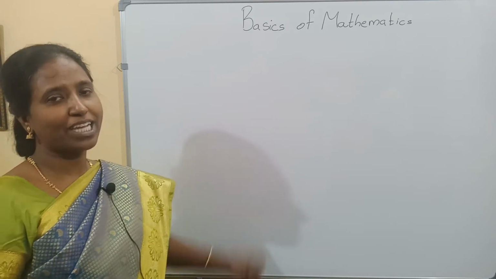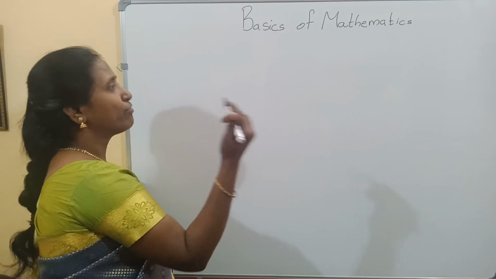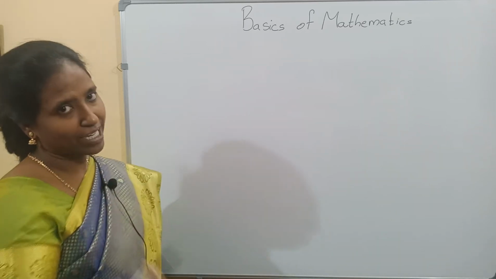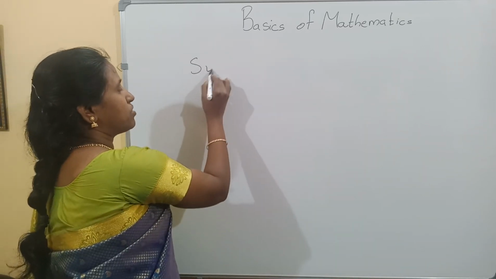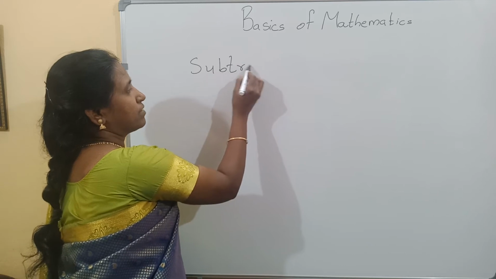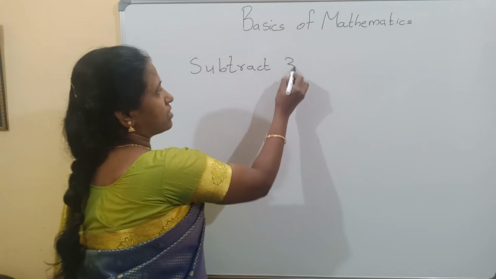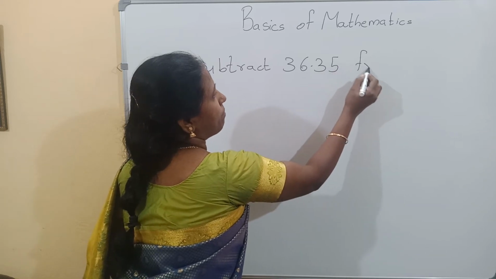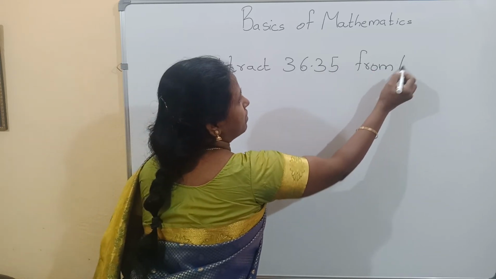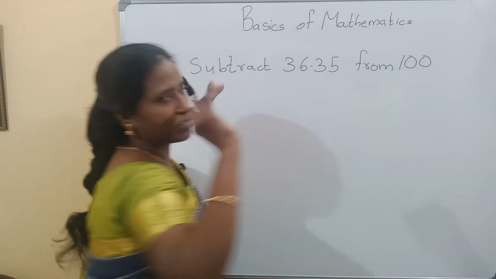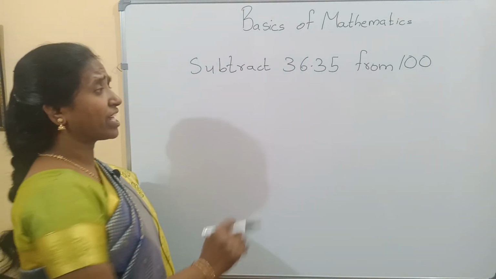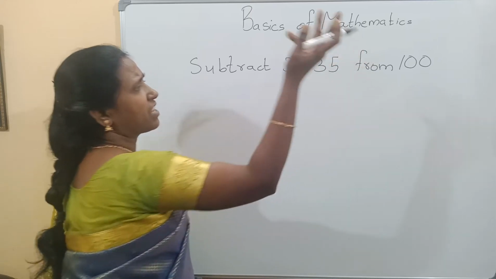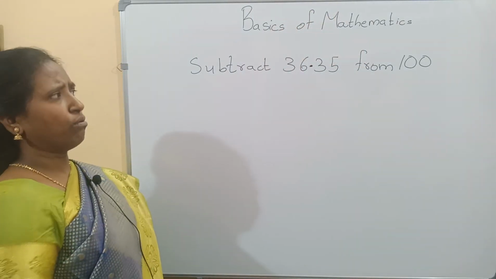And in the previous video I had told about addition and subtraction, and I would like to add something about subtraction which I had forgotten to do in the previous video. Suppose you are given this way, subtract 36.35 from 100. Suppose it is given this way. Now the confusion is, here we have decimal, right? There is no decimal. How to go about it?